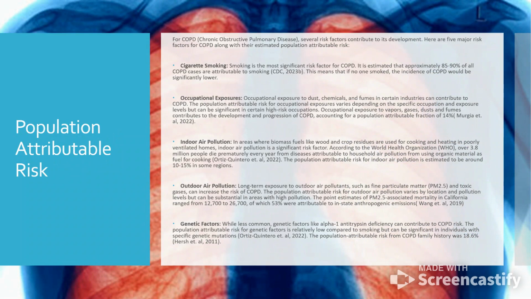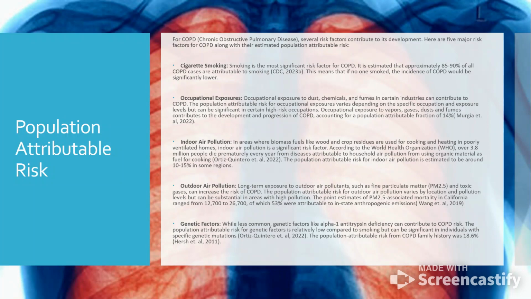Occupational exposures. Occupational exposure to dust, chemicals, and fumes in certain industries can contribute to COPD. The population attributable risk for occupational exposures varies depending on the specific occupation and exposure levels, but can be significant in certain high-risk occupations. Occupational exposure to vapors, gases, dust, and fumes contributes to the development and progression of COPD, accounting for a population attributable fraction of 14%.